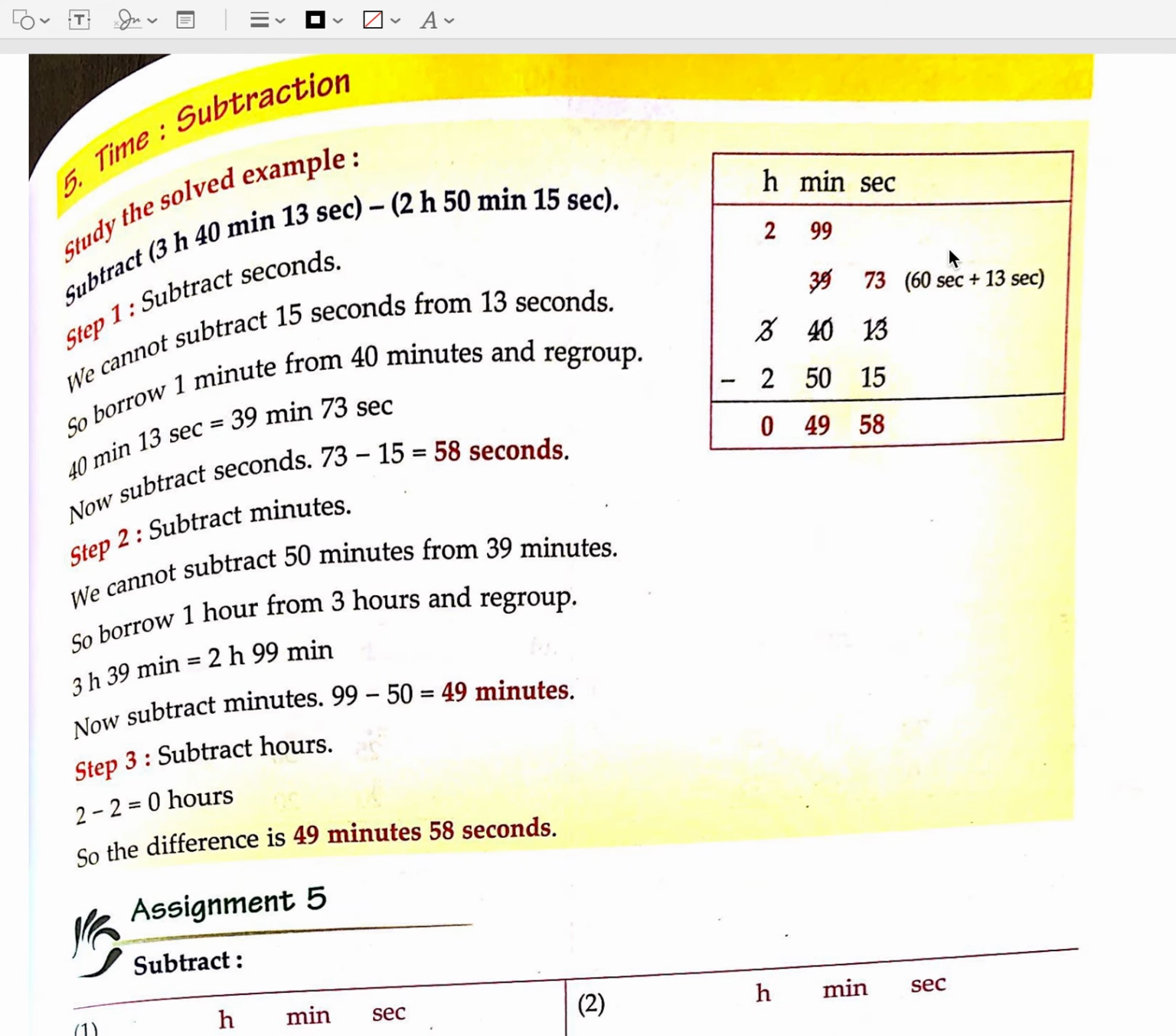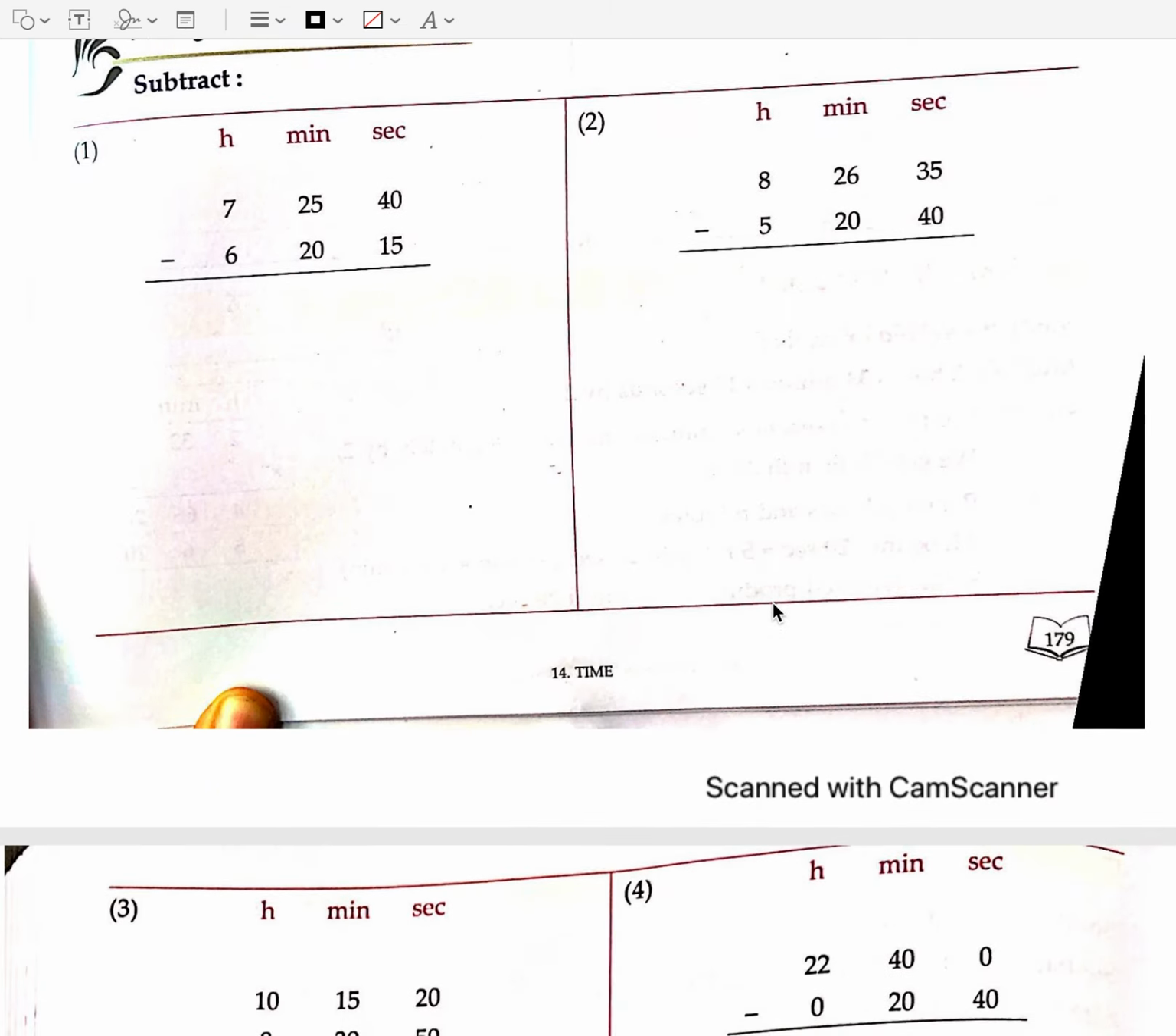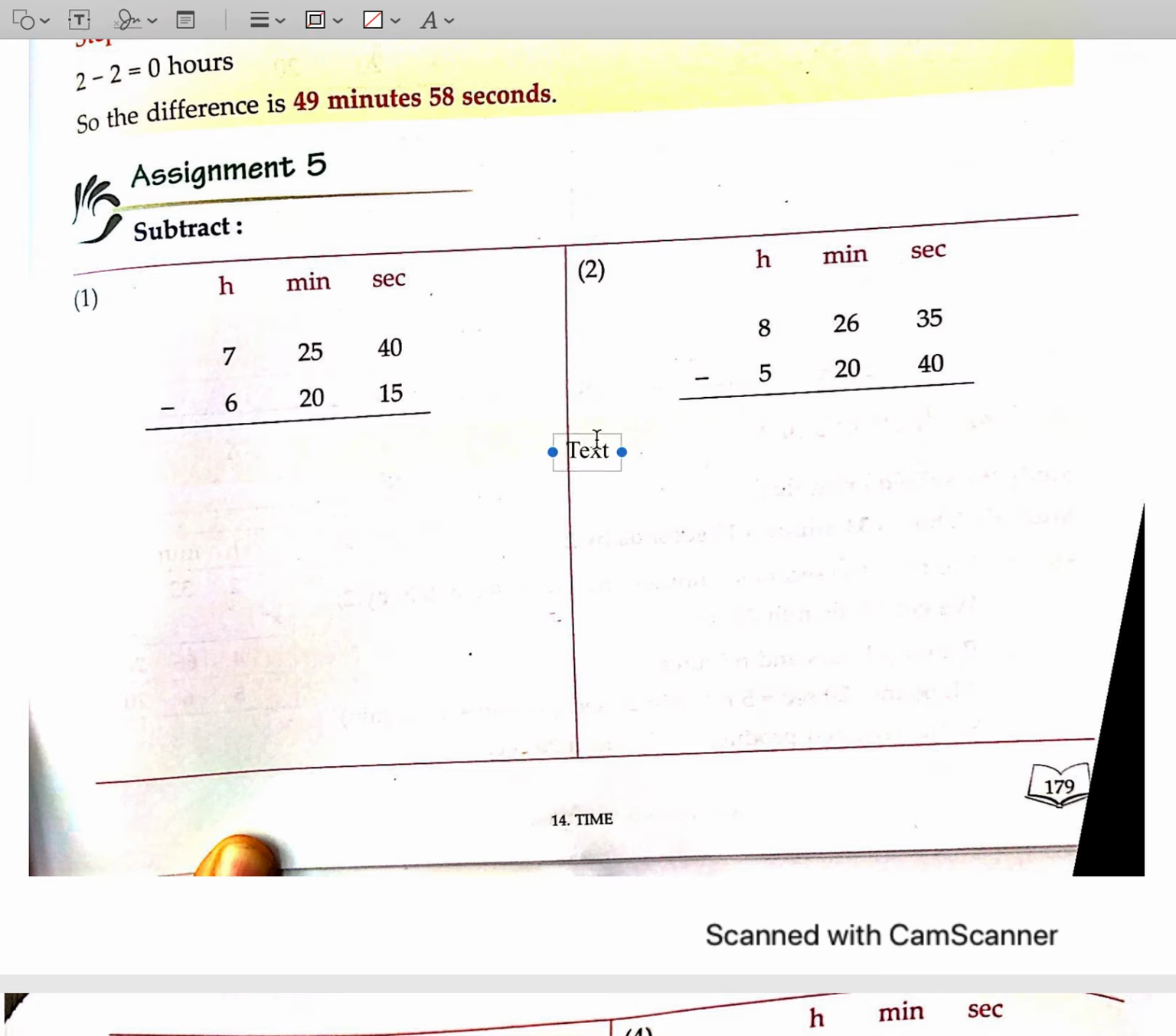Now let's do subtraction. Subtraction is the same thing here, except if the first number is smaller, we will borrow 1. And when we borrow 1, we won't add 10 as usual, we will add 60, because 1 minute is equal to 60 seconds and 1 hour is equal to 60 minutes. So here first, 40 minus 15. Now 40 minus 15 is equal to 25. 25 minus 20 is equal to 5. And 7 minus 6 is equal to 1. Here this was an easy one where there was no borrowing.